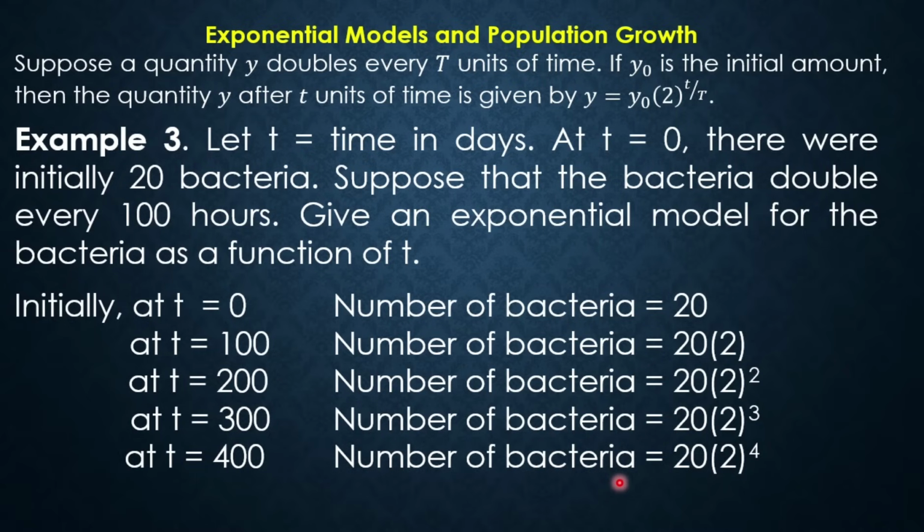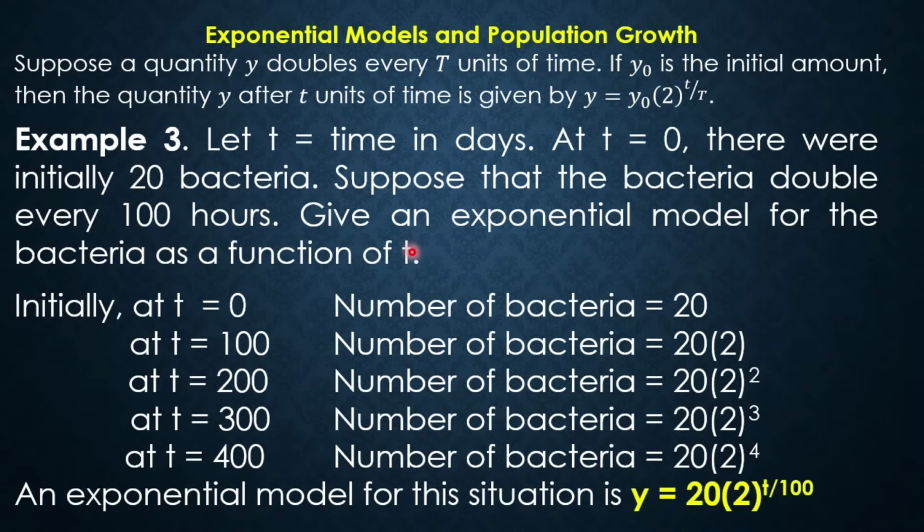And then after 400 hours, this is now 160 yun kanina, so that is 320 na after 400 hours. So for 400 hours, 2 raised to 4 is 16 times 20, that is 320. Or in this situation, we can represent using the exponential model: y is equal to 20 times 2 raised to t over 100.